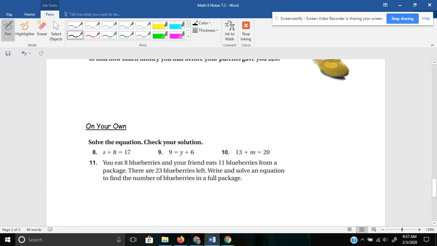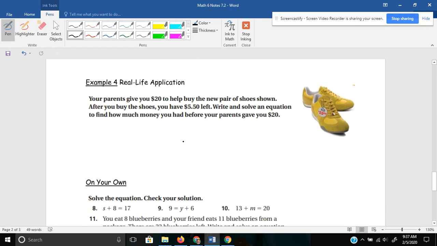All right, one more example, and then a few on your own, and then we'll be done for the day. It says your parents give you $20 to help buy the new pair of shoes shown. So after you buy the shoes, you have $5.50 left. Write and solve an equation to find how much money you had before your parents gave you $20. So, a couple different things here that we need to do. Let's break this down a little bit.